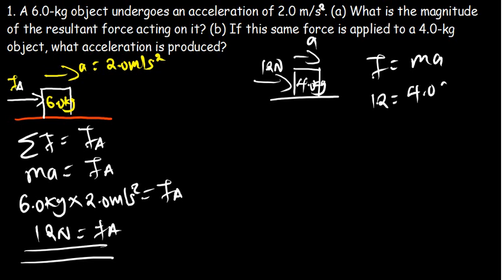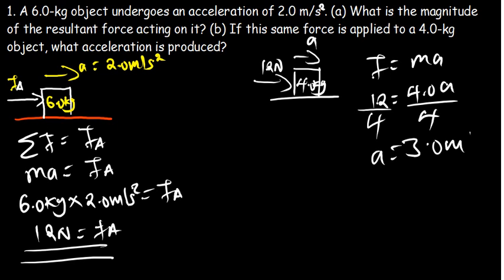We don't know the acceleration. Let's divide both sides by 4. We get our acceleration as 3.0 meters per second squared. That is the answer for part B. So the best thing is, let's come up with the free body diagram. After that, then let's now start solving the question.